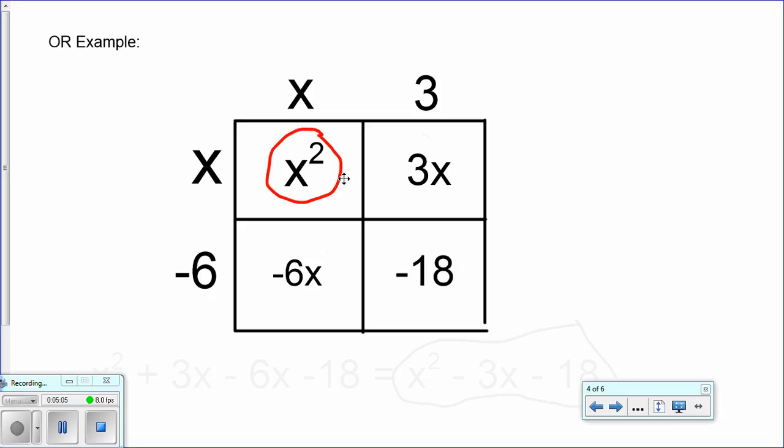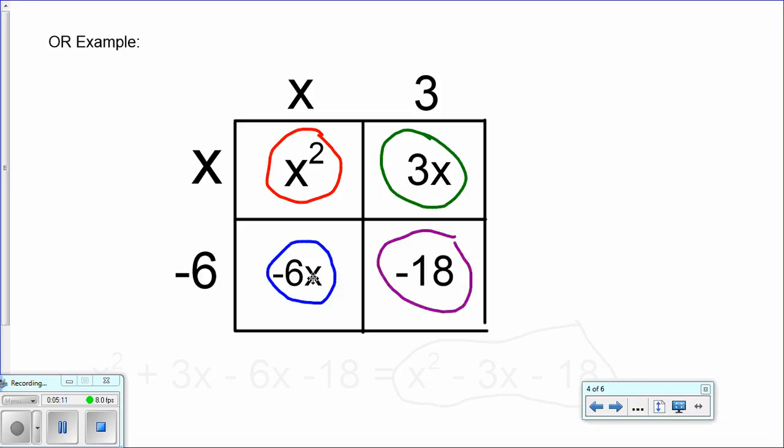So x squared is by itself. 3x and, oh sorry, this is still color-coded. 3x and negative 6x are diagonal from each other, but they're also like terms, so they will actually combine. And then negative 18 is by itself.